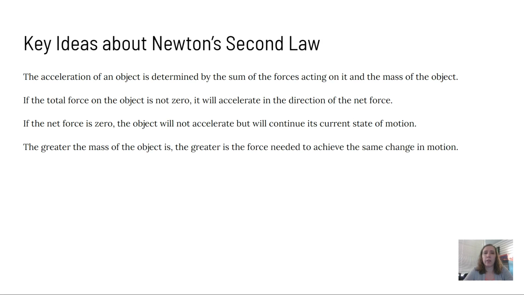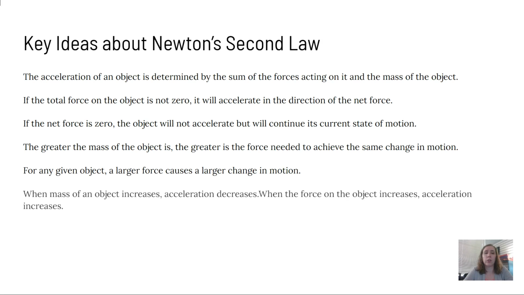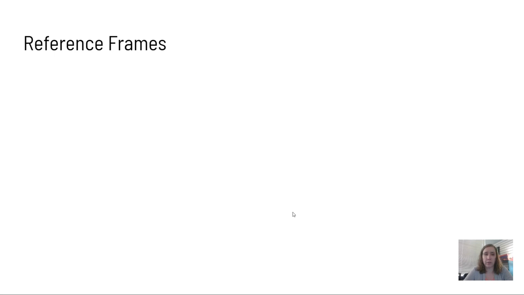If the net force is zero, the object will not accelerate, but will continue its current state of motion. The greater the mass of the object, the greater the force needed to achieve the same change in motion. For any given object, a larger force causes a larger change in motion. When the mass of an object increases, acceleration decreases. When the force on the object increases, acceleration increases.